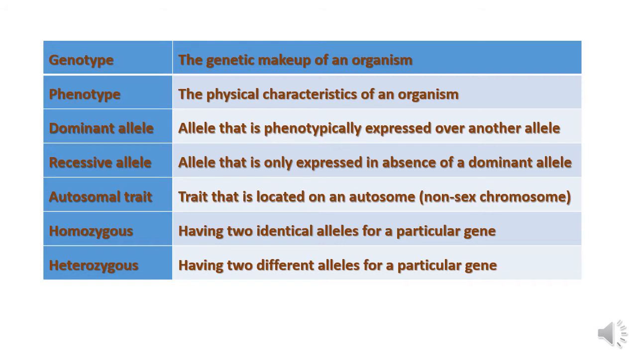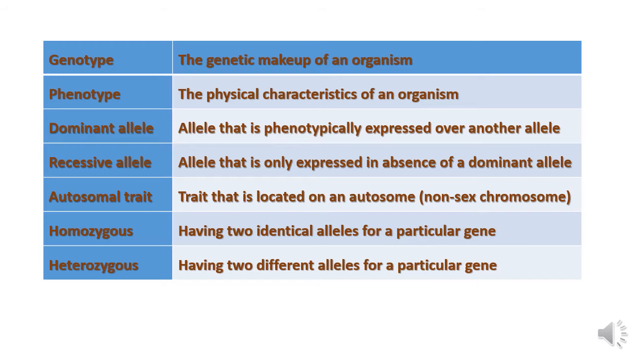So, first of all, we will discuss the meaning of certain terms which are generally used in these types of inheritance patterns. We know genotype. It is the genetic makeup of an organism, and phenotype is the physical characteristics of the organism which is encoded by the genotype. And for every gene, there will be different alleles. In a diploid organism, there will be two alleles for each gene, and the alleles may be either dominant allele or recessive allele. A dominant allele is a particular allele which is phenotypically expressed over the other allele, while the recessive allele is the allele that is only expressed in the absence of a dominant allele. It will be expressed only in a homozygous recessive condition.